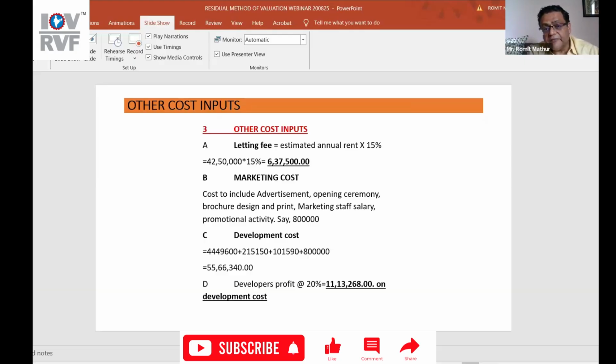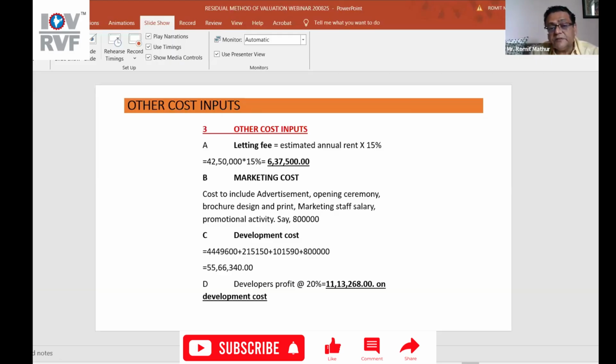Other cost, letting fee. There is some amount of money that will have to be paid to the brokers who will get the builder the ultimate buyer or leasing parties. Marketing cost, say cost includes advertising, opening ceremony, brochure design, print, marketing staff salary. So that is taken as 80 lakh.